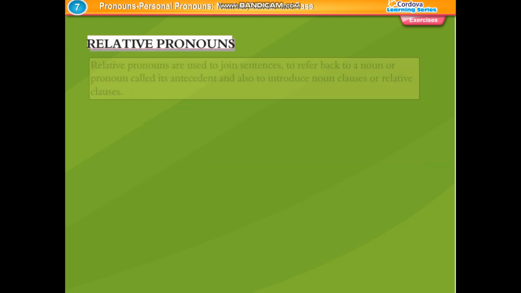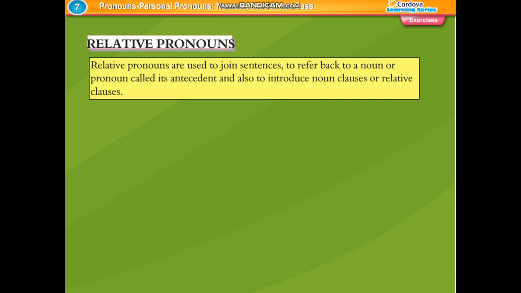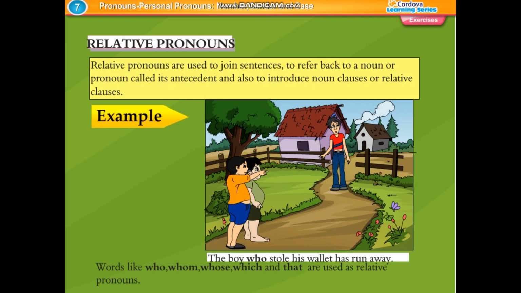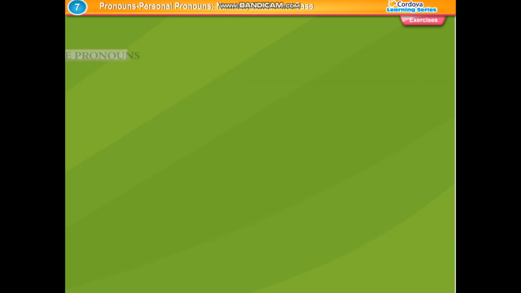Relative pronouns. Relative pronouns are used to join sentences to refer back to a noun or pronoun called its antecedent and also to introduce noun clauses or relative clauses. Example, the boy who stole his wallet has run away. Words like who, whom, whose, which, and that are used as relative pronouns.